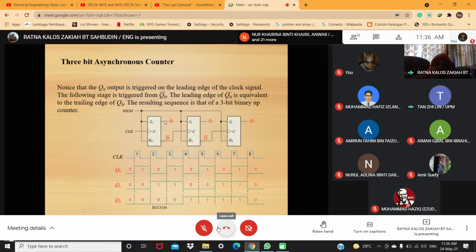Here, read here. The leading edge of Q naught bar is equivalent to the trailing edge of Q naught. See? So instead of looking at the trailing edge, you now don't have Q naught bar here. For example here, there is no Q naught bar, right? So you only have Q naught here because you refer to this JK flip-flop. So this is the point, because this is positive, so it's positive here.